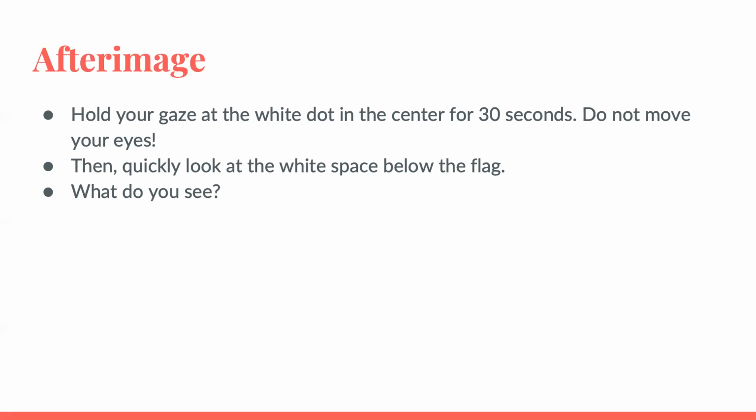All right, now look somewhere else. Quickly look into the white space. What did people see? Did you see like a quick flash? Okay, I see some nodding. So what I saw was, when I moved my gaze to the white space underneath this image, I saw a normal American flag that's actually red and blue. So this is called an after image effect.